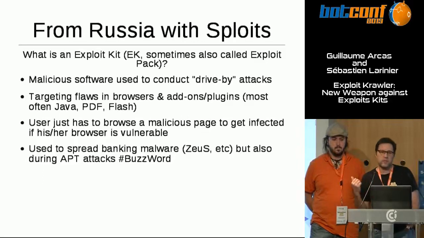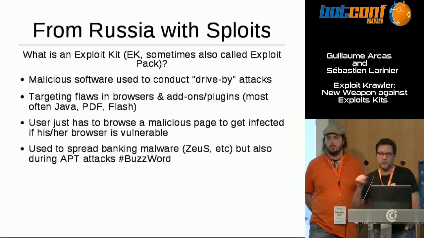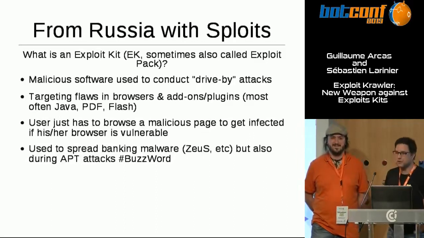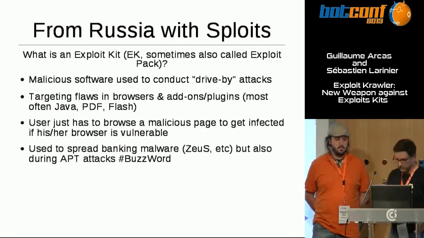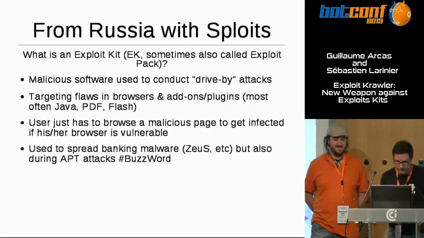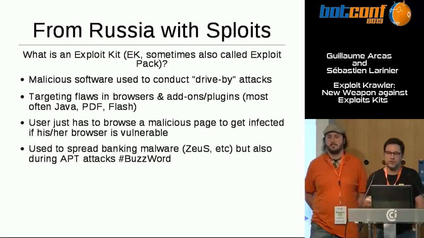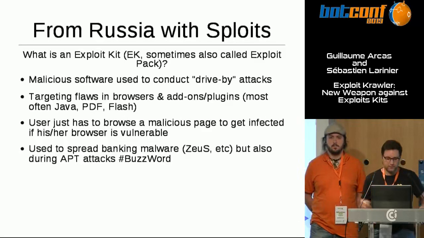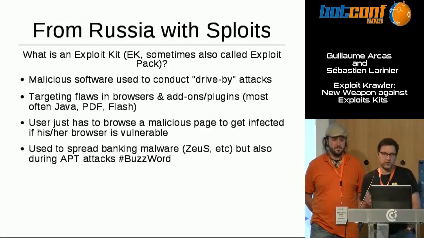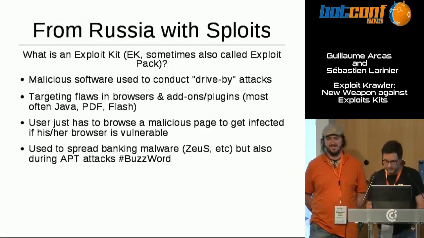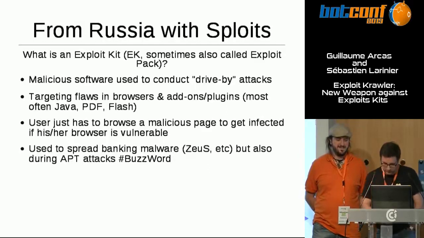While if you attack some vulnerability in the browser, it's easier because you just have to surf on a website to get infected with some kind of malware like Zeus. So it's used to infect machines with malware like Zeus, Citadel, Bunker, but also during APT attacks. This was a buzzword. And I don't know why CryptoLocker is not yet distributed widely with exploit kits. So if CryptoLocker developers are listening, just an idea.